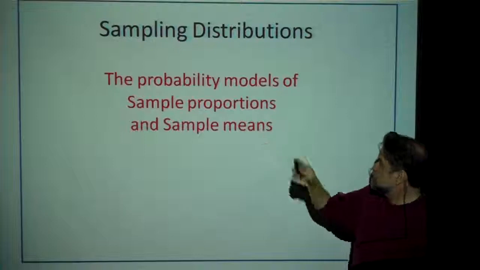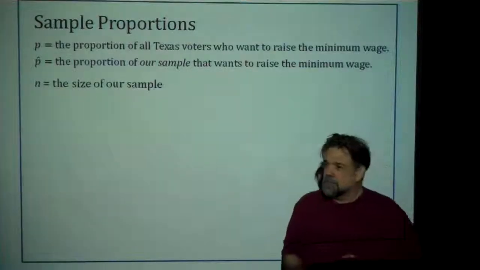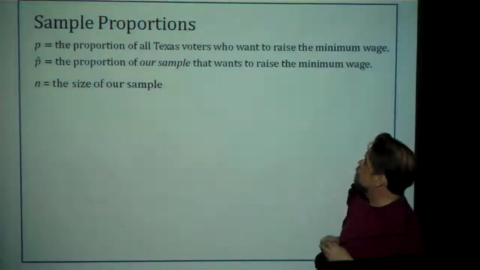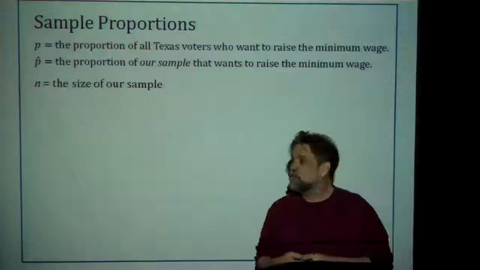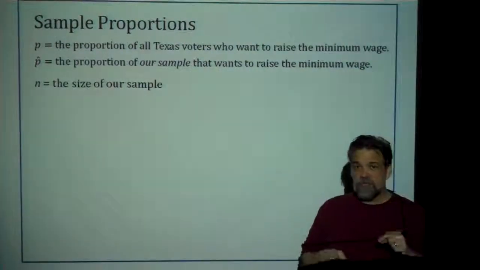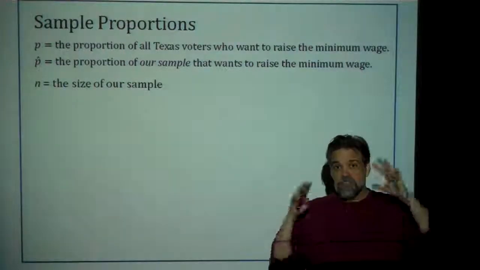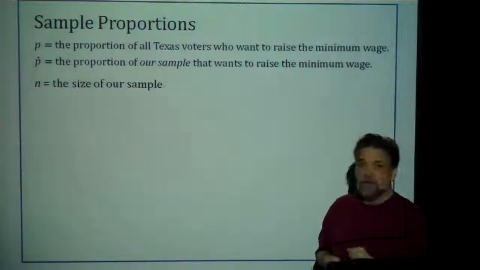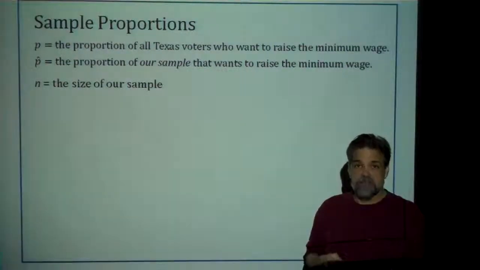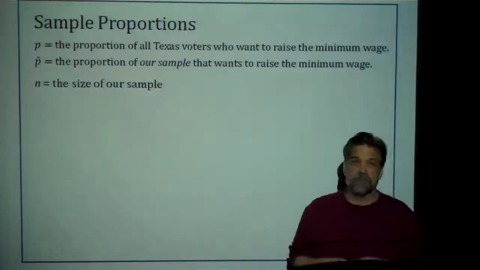Okay, so let's start with sample proportions, and you'll see what I'm talking about. We're going to pretend we're looking at the proportion of all Texas voters who want to raise the minimum wage. Okay, and we're going to say that that's P, P for proportion. Now, P is a parameter because it's the proportion of all Texas voters in our population. Now, P hat is our statistic. It's our sample statistic. It's the proportion of our sample that wants to raise the minimum wage.